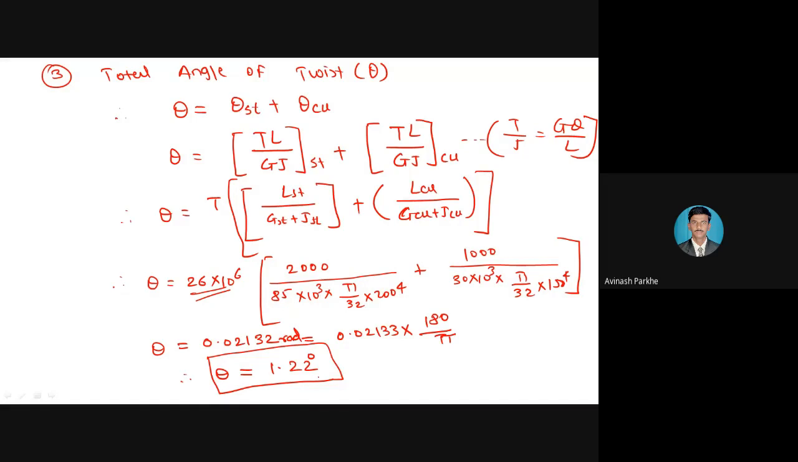And this theta represents the total twisting taking place in that particular shaft due to the 26 kilonewton meter torque applied. This theta represents the total twisting of the copper as well as the steel shaft. It is not applicable only to the copper, nor only to the steel. This twisting represents the total angle of twist of that particular shaft. So please do the calculations properly. 0.021323336 depends upon the number of digits you are considering for the calculation.